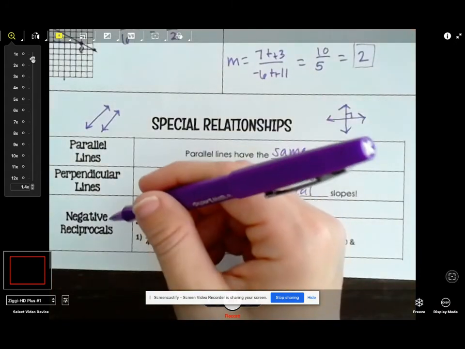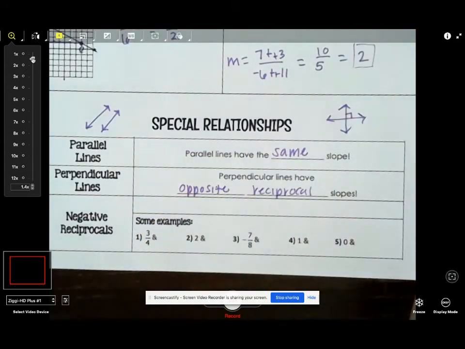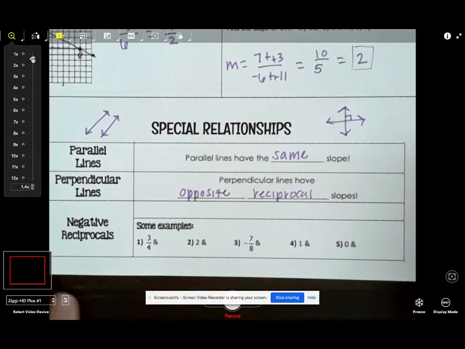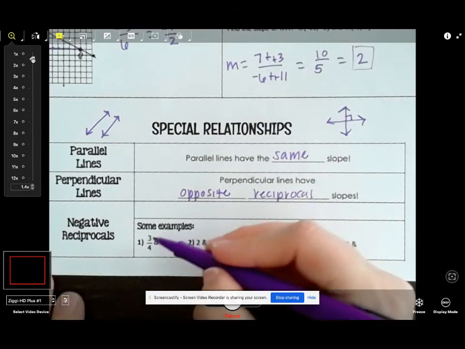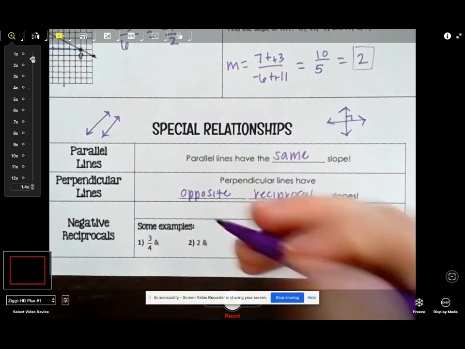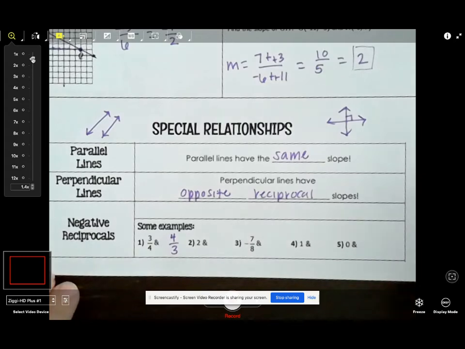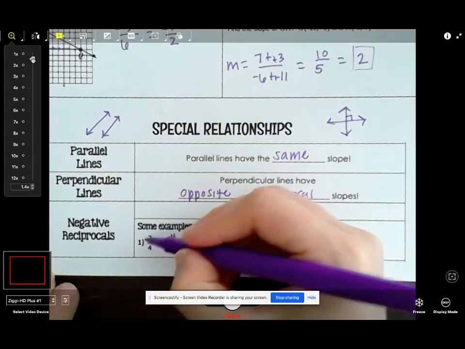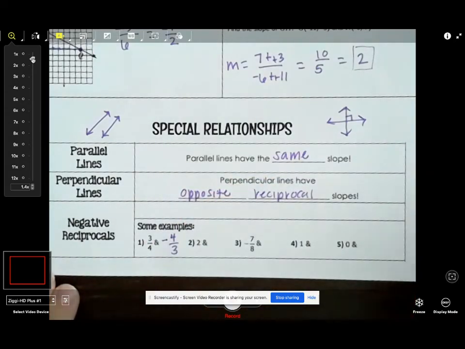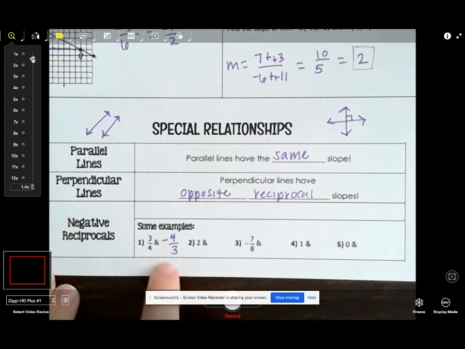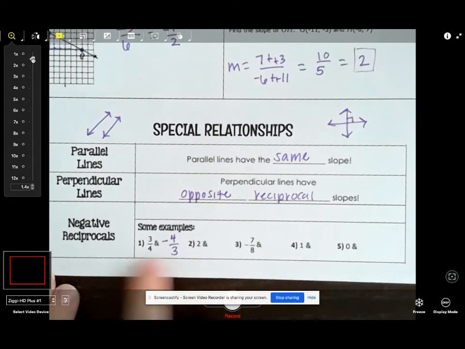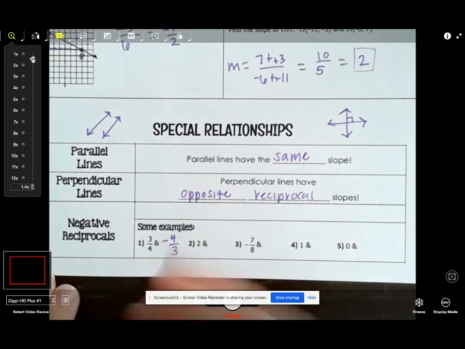So these opposite reciprocals or negative reciprocal slopes, they're flipped and one has to be positive and one has to be negative. So what do I mean by flipped? Well, do you guys see how this is 3/4? So if I flip that fraction, it would be 4/3. But this is a positive slope, so this one would become negative. So now 3/4 and -4/3 would be opposite reciprocals of each other. One's positive, one's negative, and they're flipped, the reciprocals.